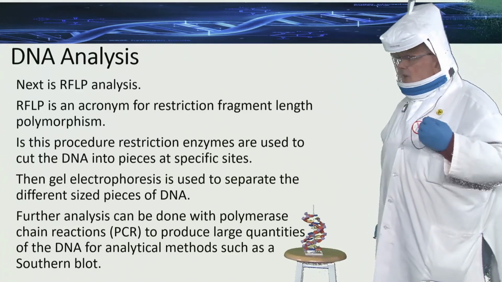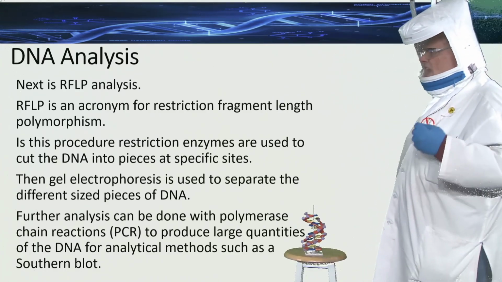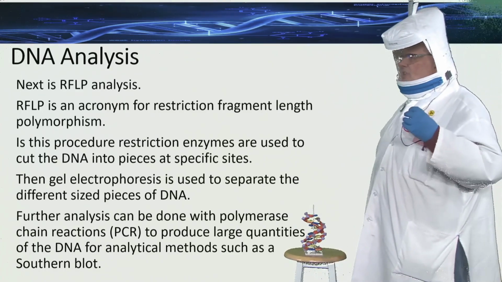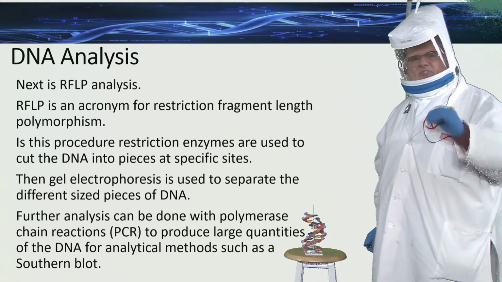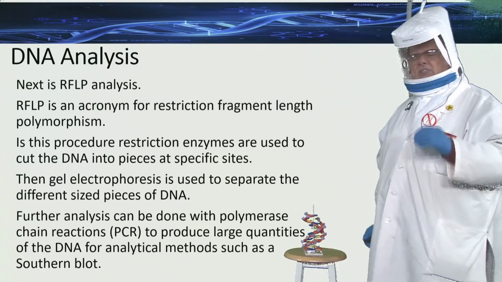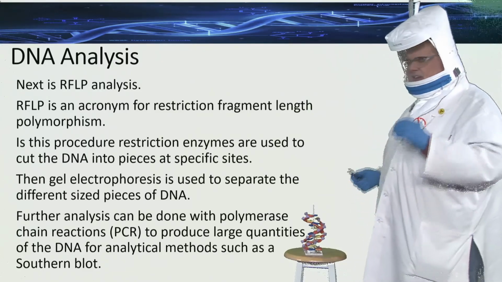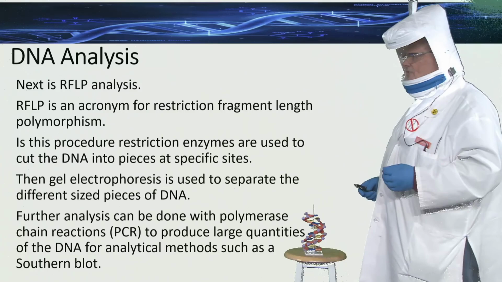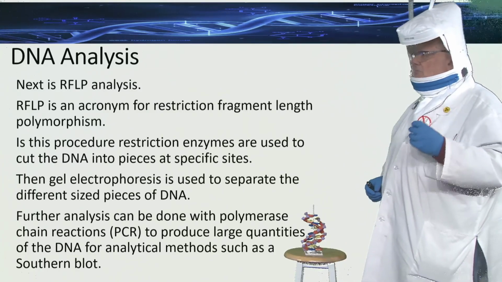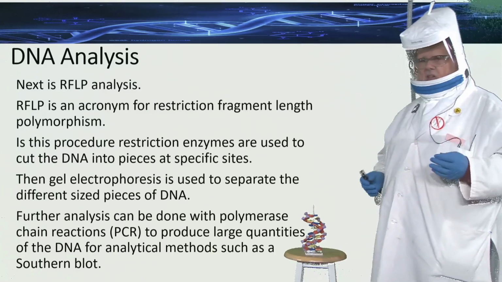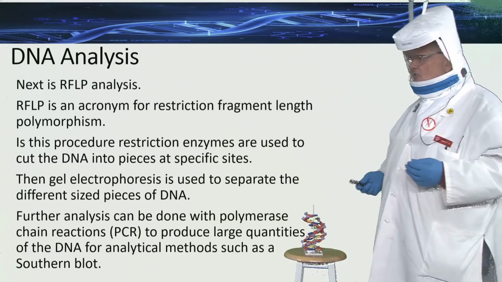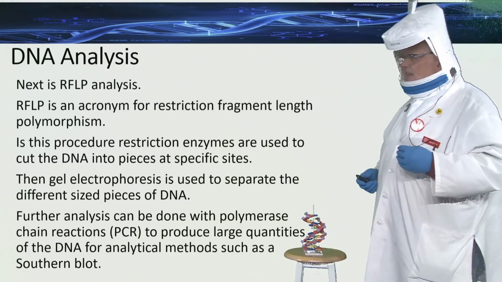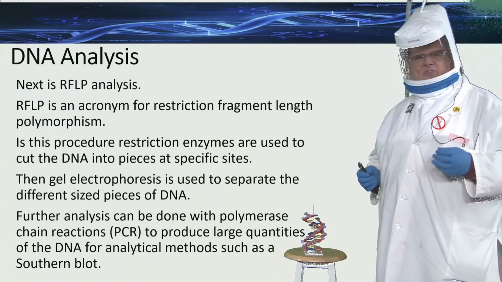In this procedure, they take restriction enzymes and use them to cut the DNA at specific points. Different enzymes cut at very, very specific different points. Then they use what's called gel electrophoresis, which we're going to get into later, to separate the different size pieces of DNA.